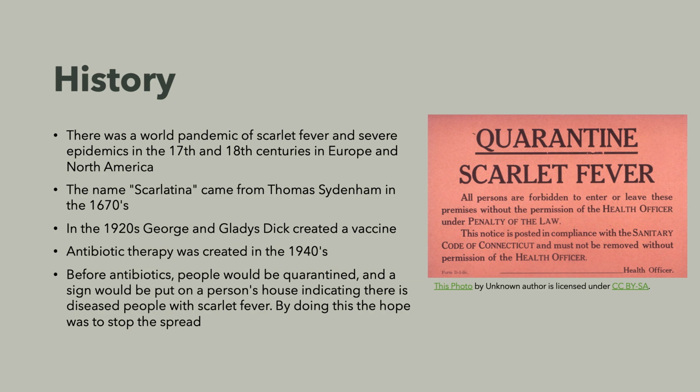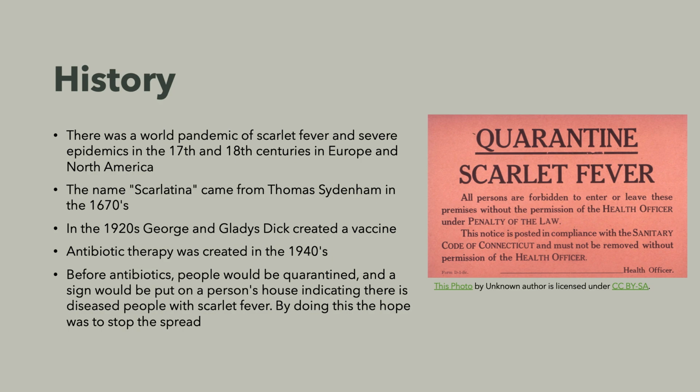The history of scarlet fever. There was a world pandemic of scarlet fever and severe epidemics in the 17th and 18th century of Europe and North America. The name Scarlatina came from Thomas Sydenham, in the 1670s. In the 1920s, Georgy Gabrichevsky created a vaccine. Antibiotic therapy was created in the 1940s.